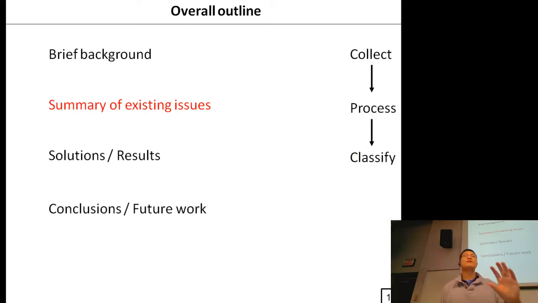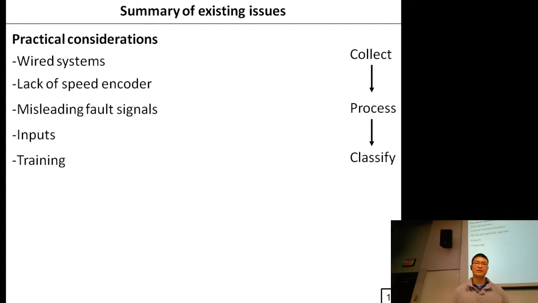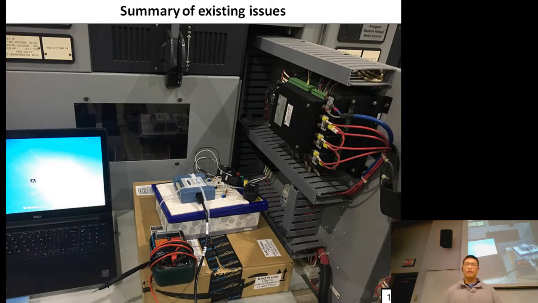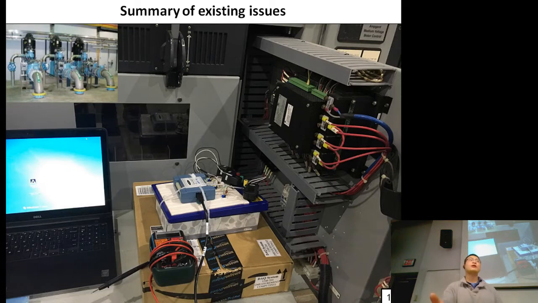Given this very brief background, here's a summary of existing issues that I found based on what is existing. The biggest issue that I have observed in this work is practical considerations regarding these several things. In regards to wired systems, here's a picture of wired data. This is stuff I've done in the Thunder Bay water treatment plant, where we open up one of the current transformers and collect data with a laptop using wired means.